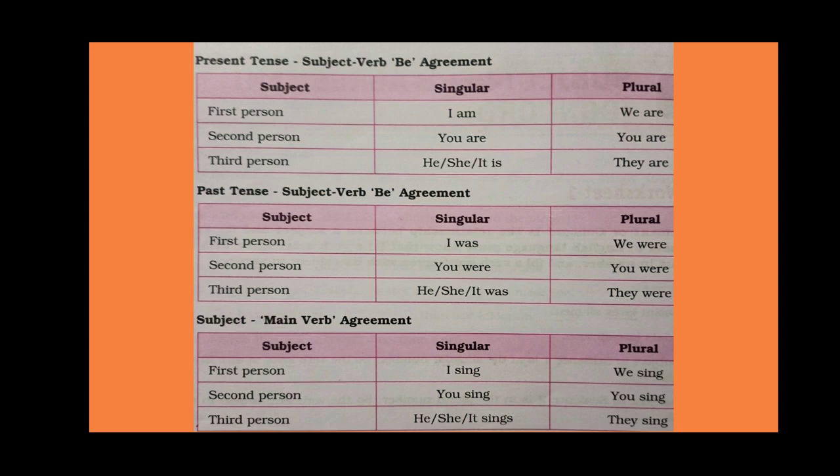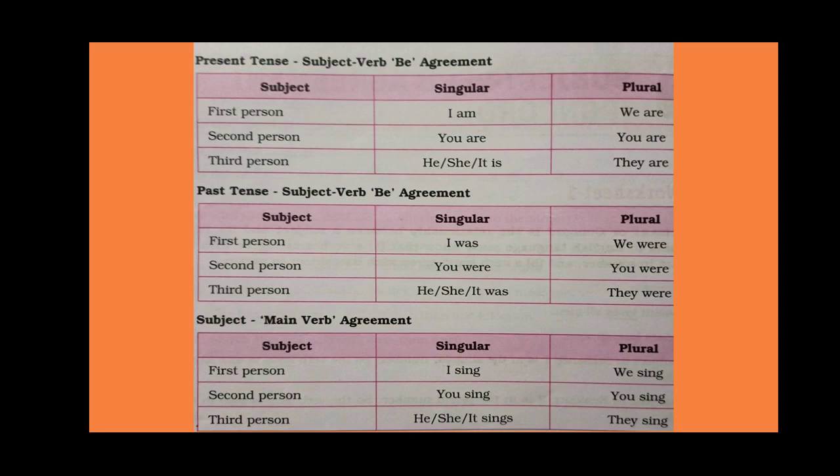So pay attention here. In present tense, the to be verbs which make the subject verb agreement are: if your subject is I, you will use am with it, which is singular. And for plural, we will use are with we, that is for first person. For second person, we have only one subject, that is you, and we use are with it. You are, for singular as well as for plural.